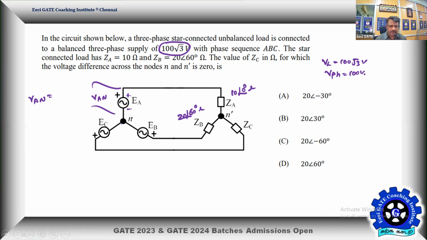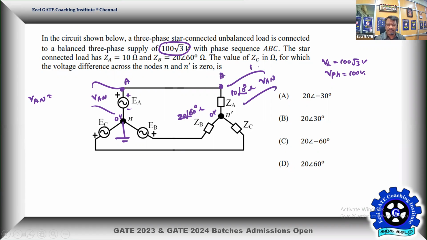So let me assume this neutral is the reference, the ground. If I take this neutral as 0, and he is saying there is no potential difference, then this neutral also will be treated as 0. If that is the case, this is going to be the A phase and this is also going to be my A phase. So the voltage across this will be VAN.